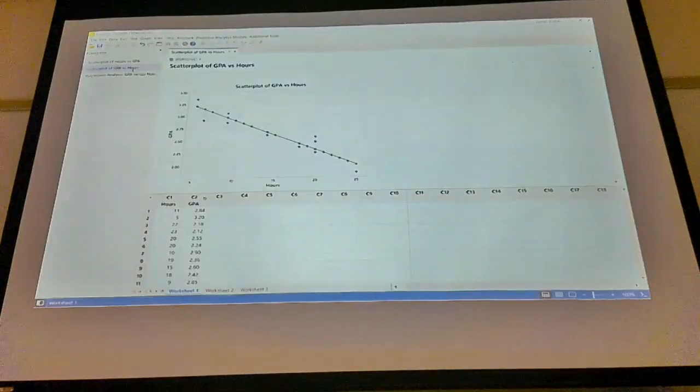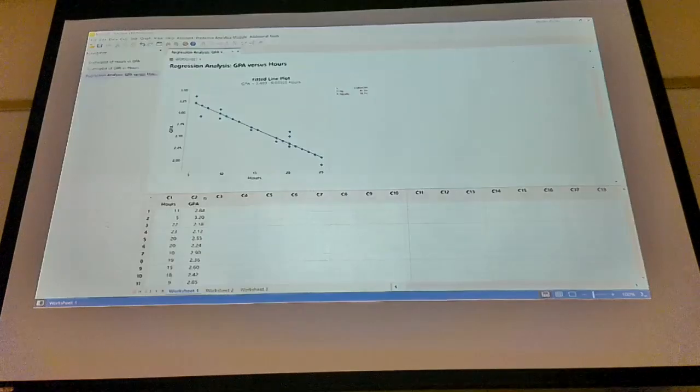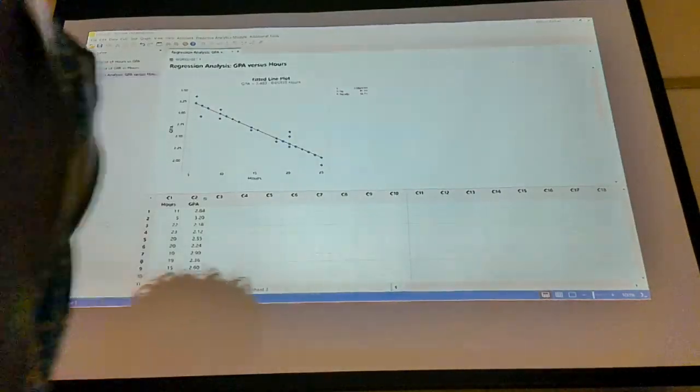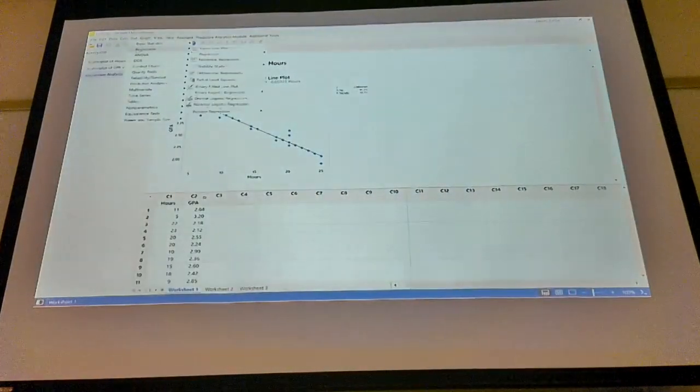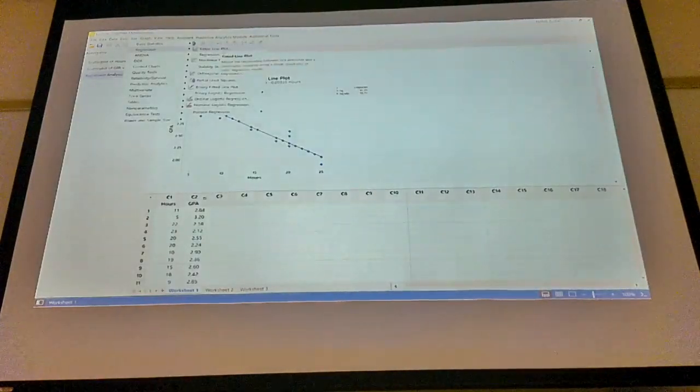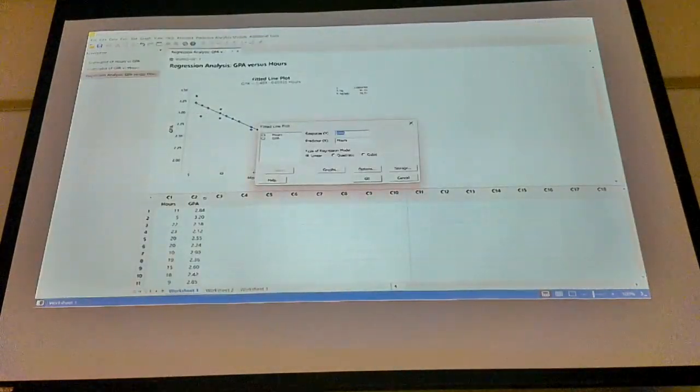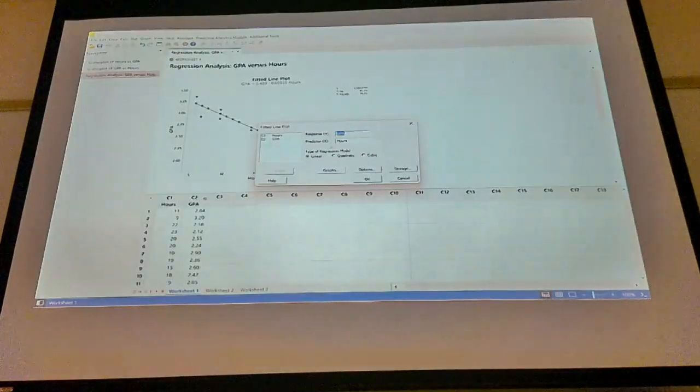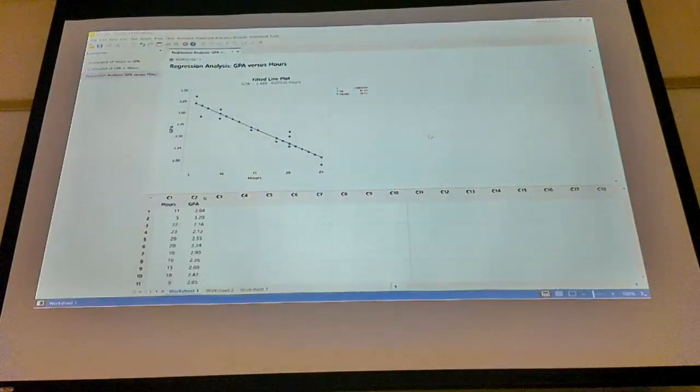Can you please redo that so we see the process? It's stat, regression, fitted line plot. Fill that out. Then you're going to have to enter your dependent and independent, and then just hit OK. Oh, and choose the type of model, but just stick with linear. So response is always dependent, right? Response is dependent. Yes.